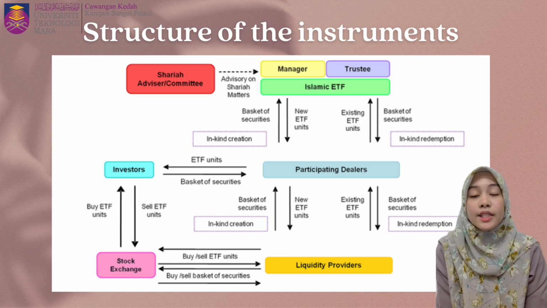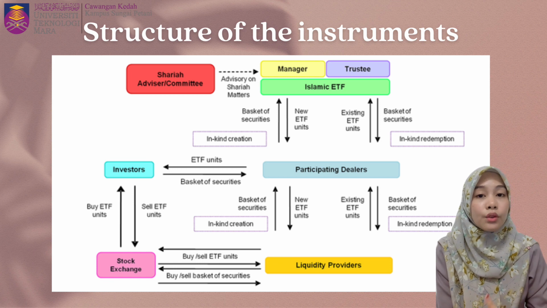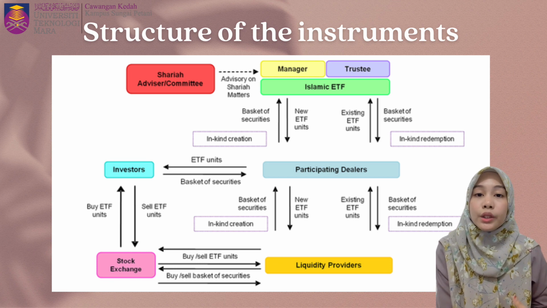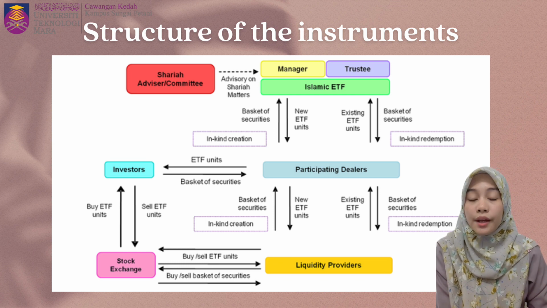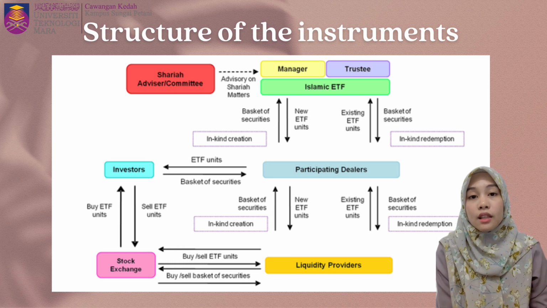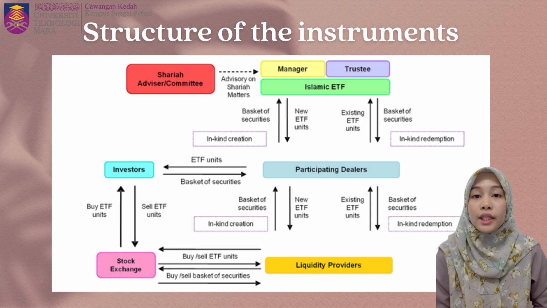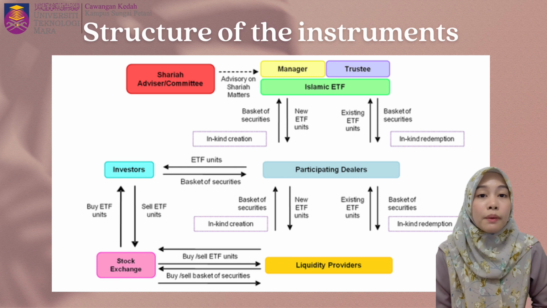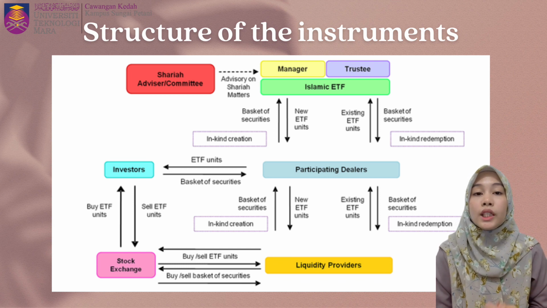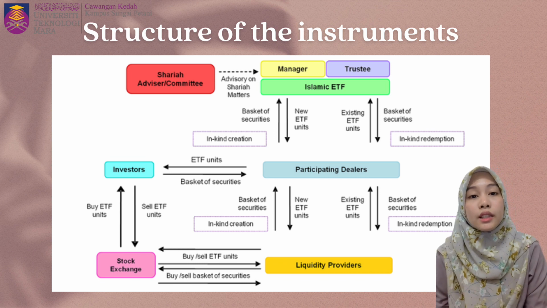The second step is that the participating dealers have to deliver the basket to the trustee in order to create units of ETF. ETF units represent the underlying shares. Third, these ETF units will be given back to the participating dealers and eventually be bought by the investor via liquidity providers. Step 4, having owned the ETF units, the investor can then trade them via a secondary market.